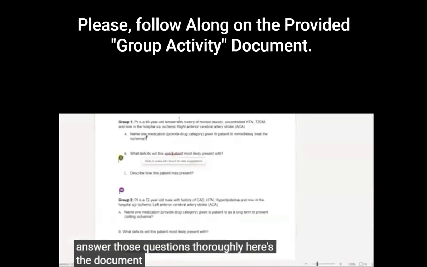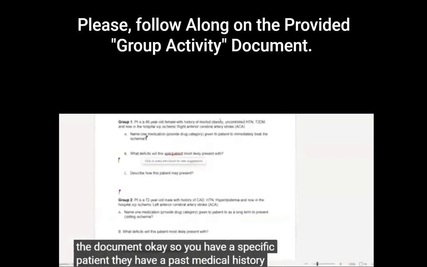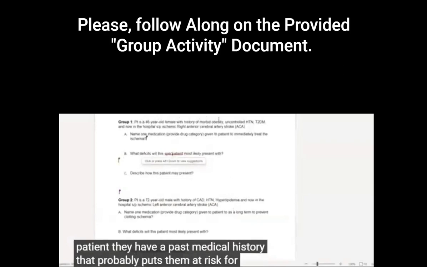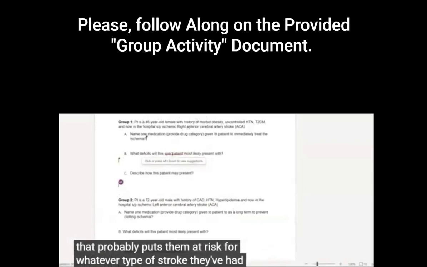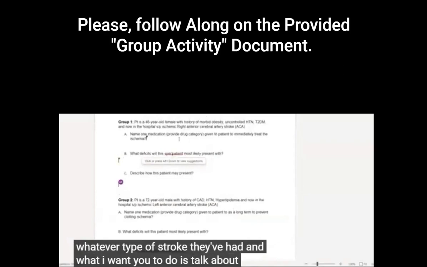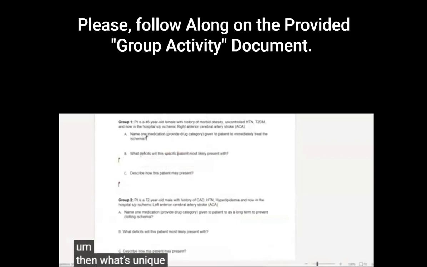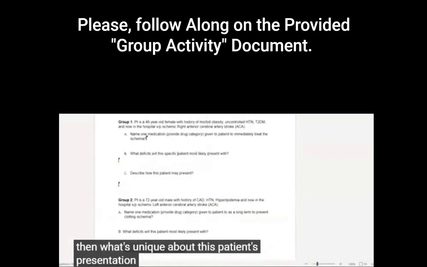Here's the document. Do you have a specific patient? They have a past medical history that probably puts them at risk for whatever type of stroke they've had. And what I want you to do is talk about a medication. Okay, it's asked you something specific about a medication, and I'll be looking for a specific medication. Then what's unique about this patient's presentation, or what deficits are they going to present with?